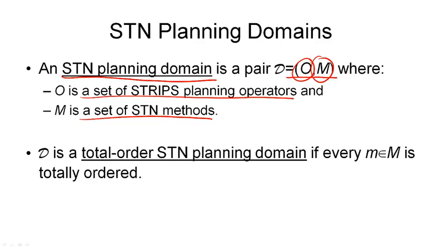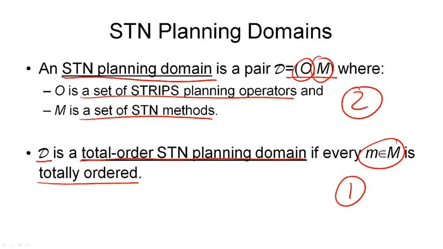Now, one special case is total order STN planning domains, and we say that a domain D is a total order STN planning domain if every method in its method set is totally ordered. Later, when we look at STN planning algorithms, we will see that totally ordered networks are slightly easier to deal with. So first, we will have this as an algorithm, and secondly, we will introduce an algorithm that solves partial order STN planning problems.